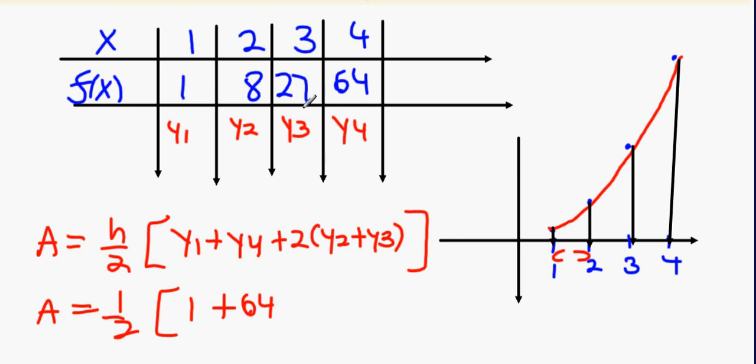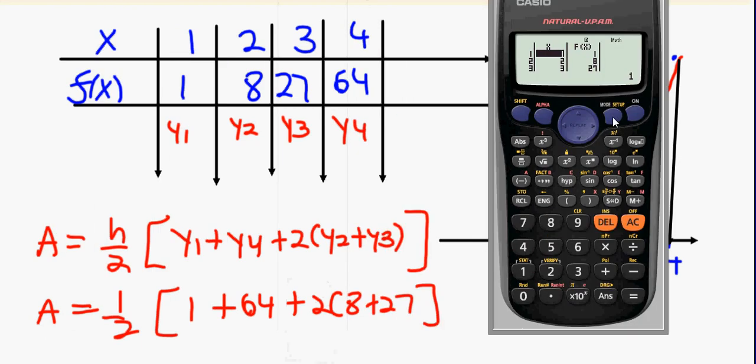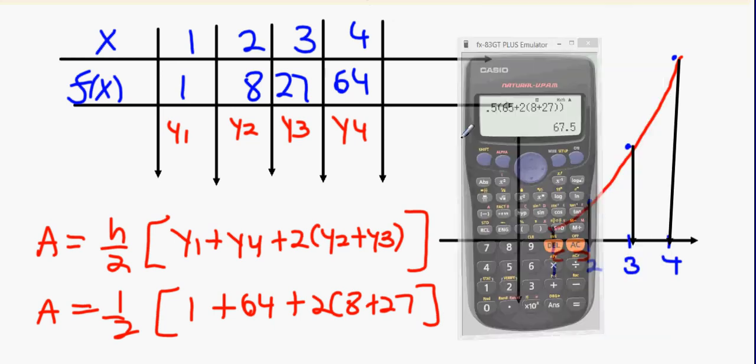Okay, y3, and then it's going to be 2 times y2 plus y3, which is a plus 27. So what we do is put all that into the calculator. So what we can get is 0.5, bracket 1 plus 64 is 65, 65 plus 2 times a plus 27, close bracket twice, and what we're going to get is 67.5 for that area.